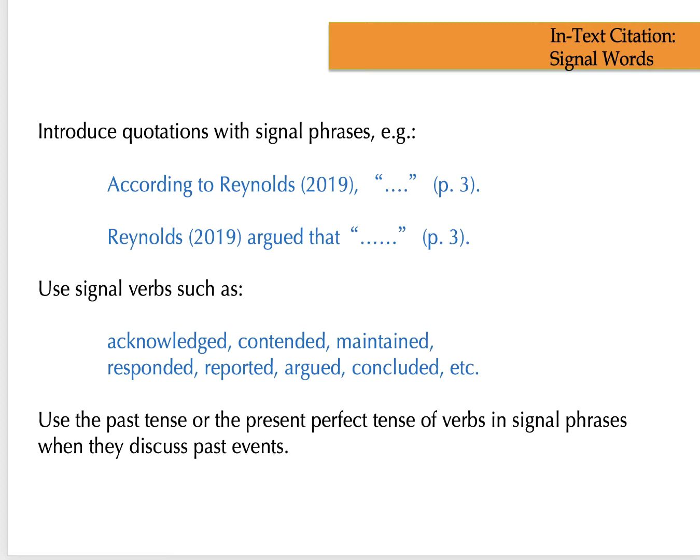So sometimes I just use the thesaurus to find a similar word. But you can see here signal verbs such as acknowledged. I may have a statement where I say the report acknowledged, or contended, or maintained, or responded, or reported, or argued, or concluded. So when you have a whole repertoire of words to use, it just makes things look a lot better.